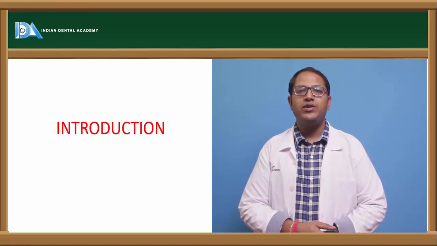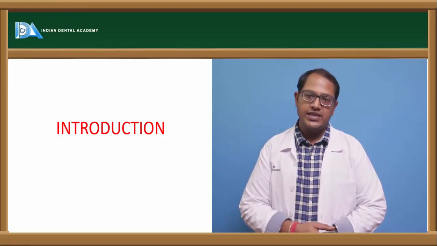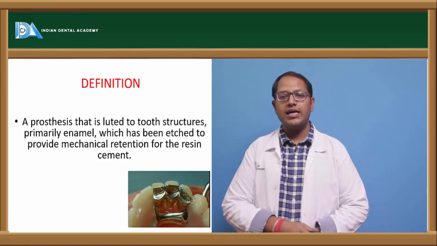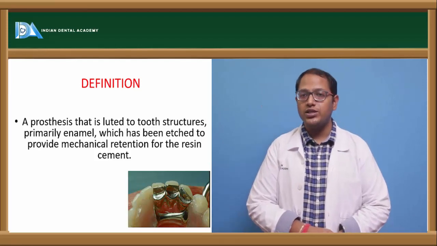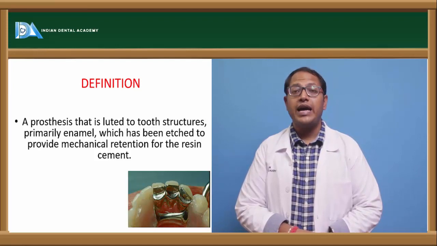And so for that we have to find out what the other ways are of restoring a tooth which is missing in a particular arch. Coming to the definition, it is a prosthesis that is luted to the tooth structure, primarily enamel which has been etched to provide mechanical retention for the resin cement.